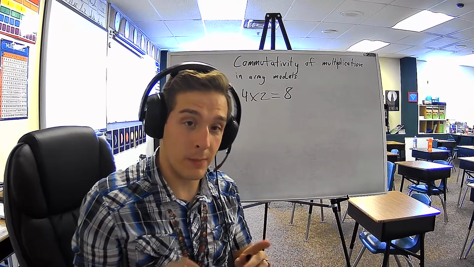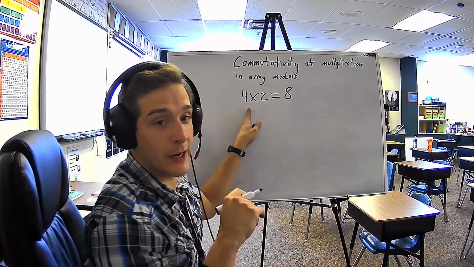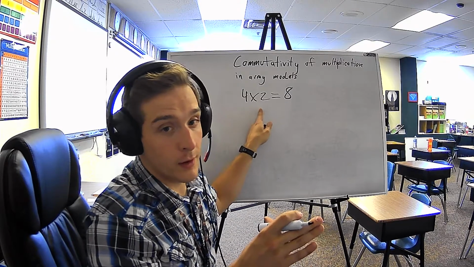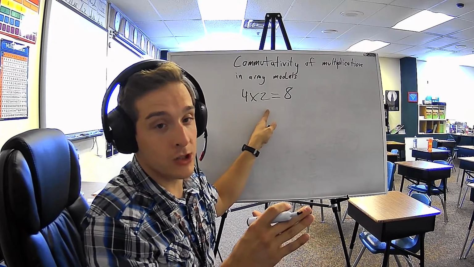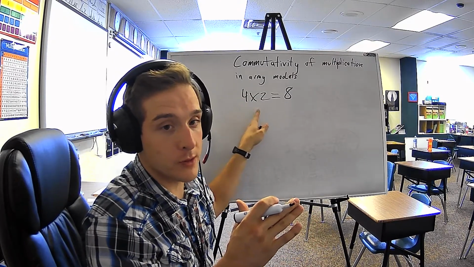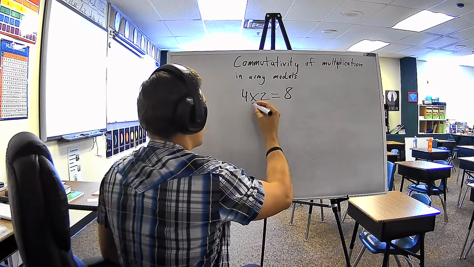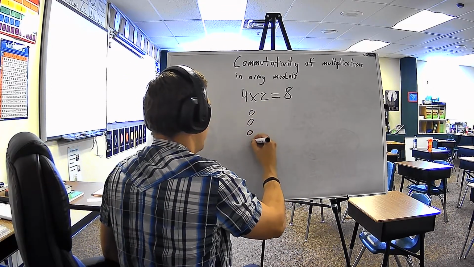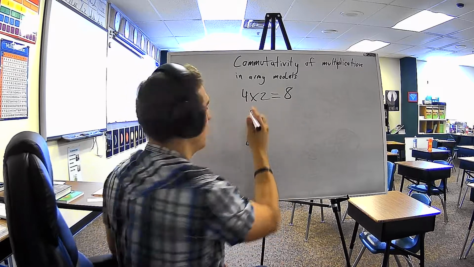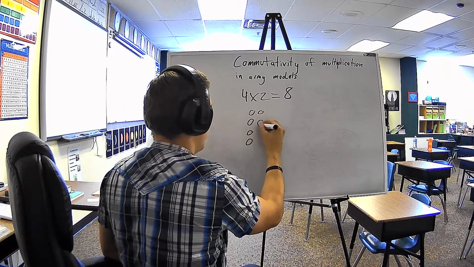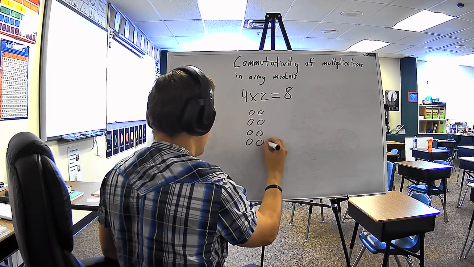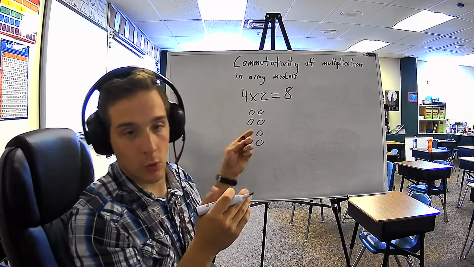Once again, as a reminder, the 4 at the very beginning means how many groups we have, times 2, and they're saying there's 2 in each group. So there's 4 groups of 2. So go ahead and make those 4 groups, 1, 2, 3, 4, and there's 2 in each group. So 1, 2, 3, 4, 5, 6, 7, 8. So 2 in each. You get a total of 8.